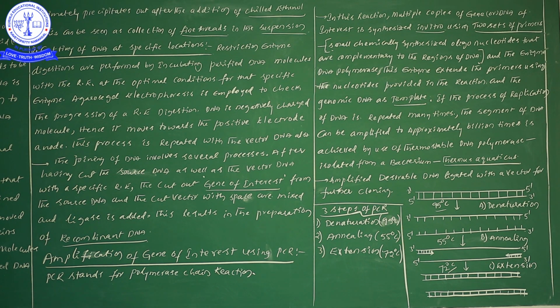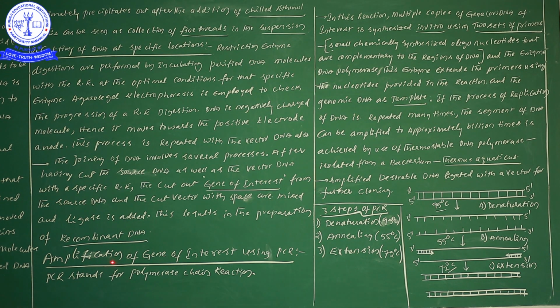Now suppose, one explanation is there, that is also important. That explanation is amplification of gene of interest using PCR. So if you are going to write the public examination, this PCR technique is definitely important. So try to learn it very easily. I will explain for you, so try to listen carefully.